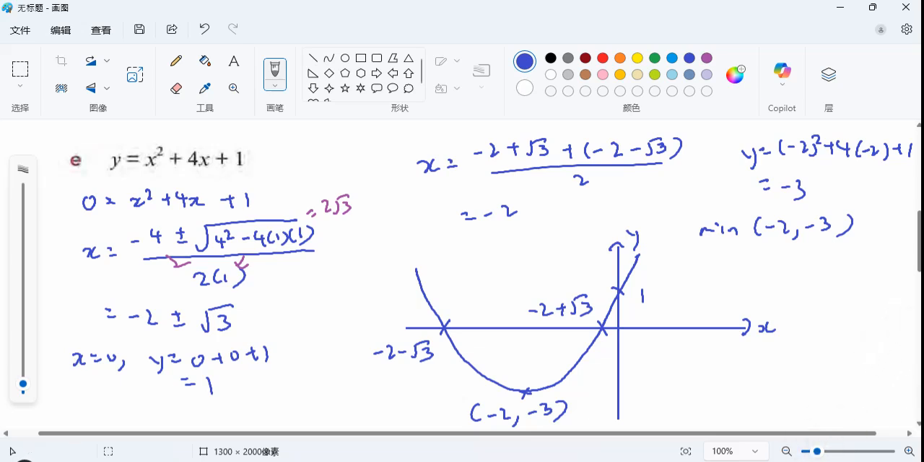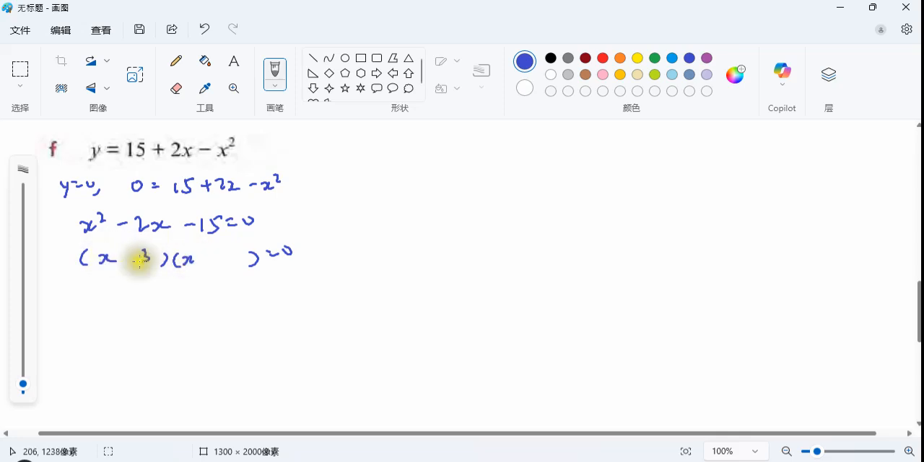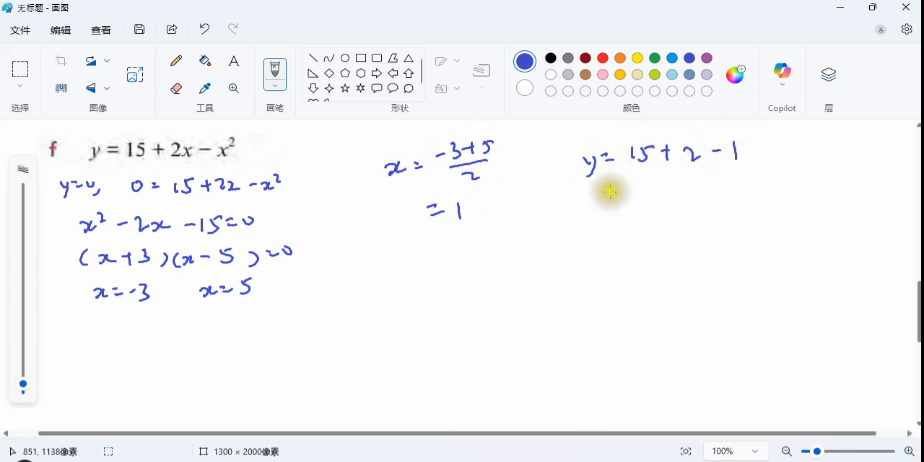When y equals 0, we have 0 equals 15 plus 2x minus x squared. So we have x squared minus 2x minus 15 equals 0. Then we do the factorization: (x + 3)(x − 5). So x equals negative 3 and x equals 5 are the roots. Negative 3 plus 5 over 2 is 1. Then y equals 15 plus 2 minus 1, which is 16.